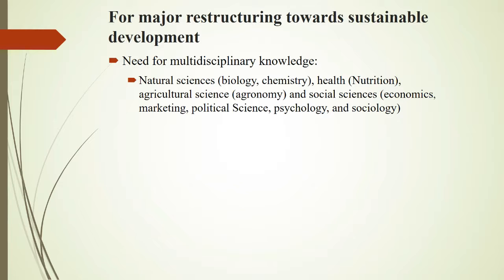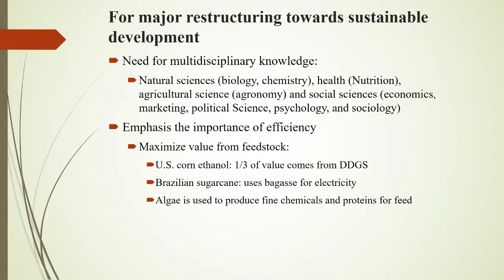We need natural sciences, we need agricultural science, and we need social science. It's not enough to create the technology, we also need to adopt it. So these disciplines need to work together. We need to emphasize the importance of efficiency.